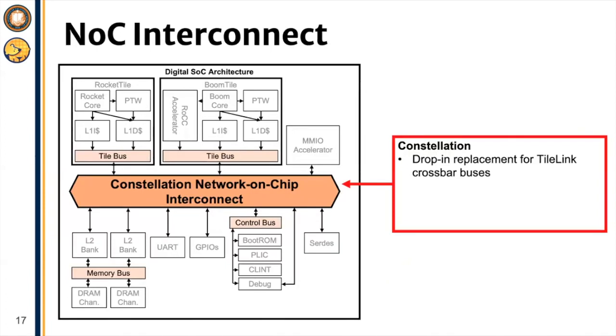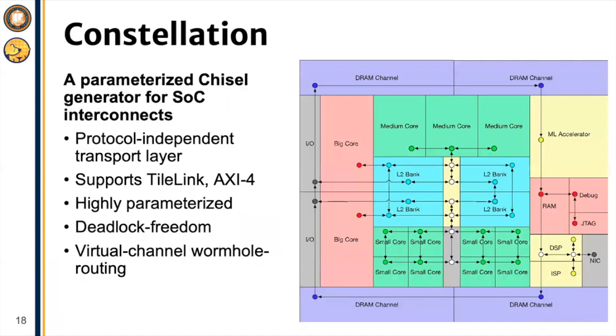Finally, we also support, relatively recently, I think since Chipyard 1.8, replacing the crossbar-based interconnect in Chipyard SoCs with a network-on-chip-based interconnect. The network-on-chip is generated by Constellation, which is a parameterized Chisel generator for SoC interconnects. It can generate pretty diverse topologies for a network-on-chip. It supports standard protocols, TileLink of course, as well as AXI4. This thing is highly parameterized.